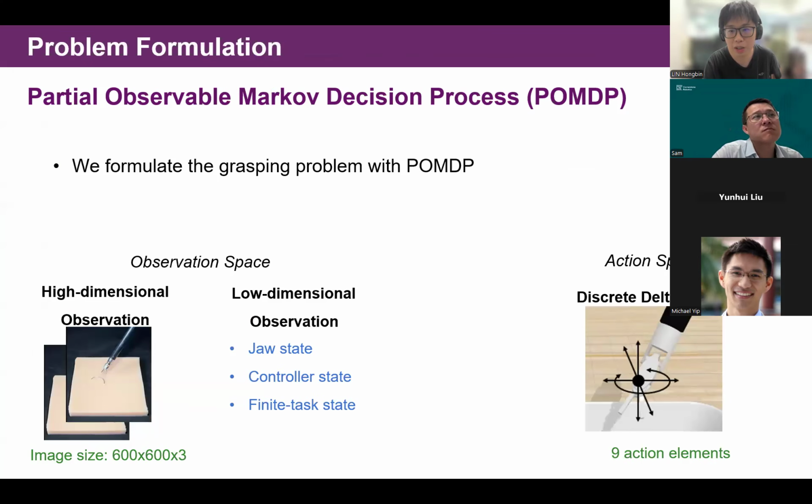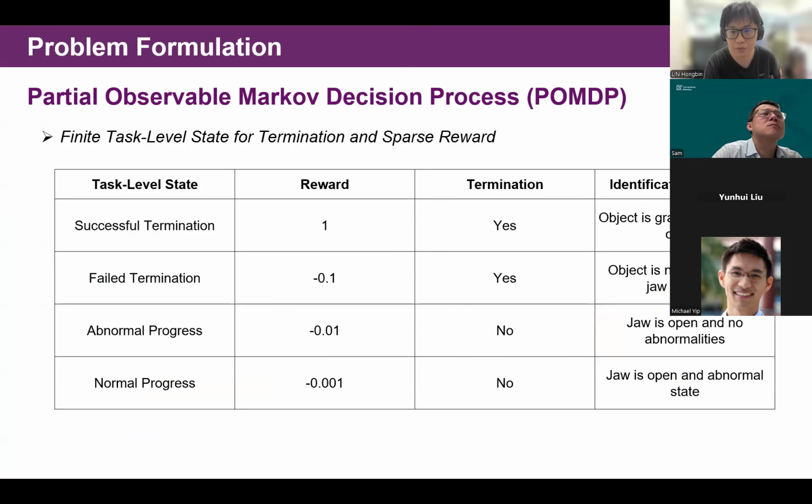So we formulate the grasping problem as a POMDP. The observation includes the high-dimensional image from the stereo camera and low-dimensional observations like the jaw state, controller state, and final task state. In our case, the jaw measurement pose is not observable. The action space includes a discrete delta action with 9 elements. So we use a sparse reward in our POMDP. The termination and the sparse reward are determined by 4 task-level states.